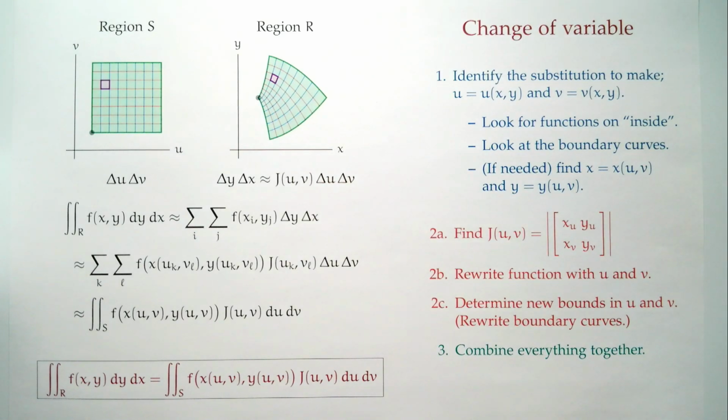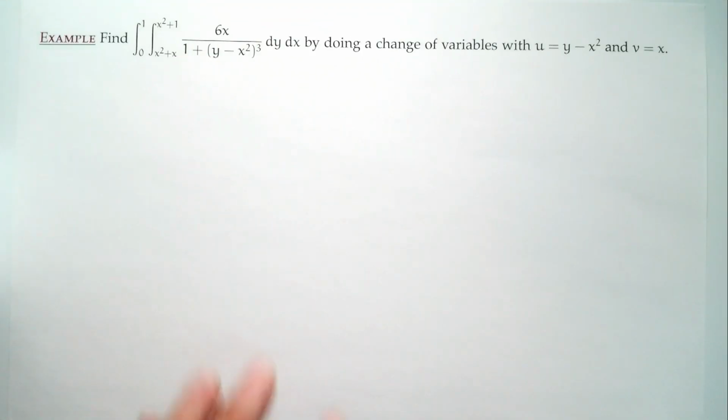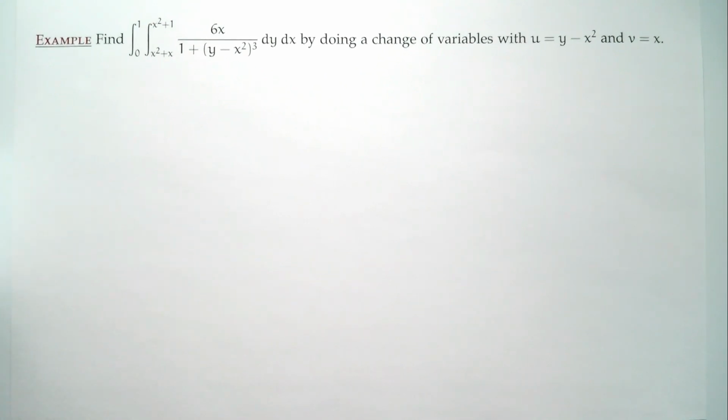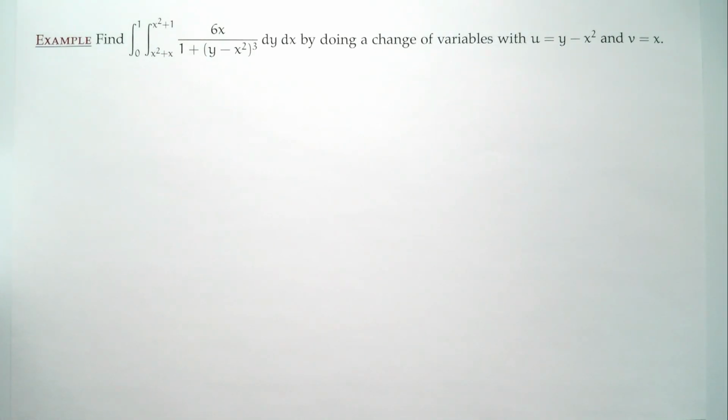So it's time for us to do an example, maybe two examples. We'll see how far we get. Find the integral from 0 to 1, integral from x squared plus x to x squared plus 1 of 6x divided by 1 plus, in the quantity 1 plus y minus x squared, cubed, dy dx by doing a change of variables. Oh, that's good. We just talked about that, so we know how to do that. Where u is y minus x squared and v is x.